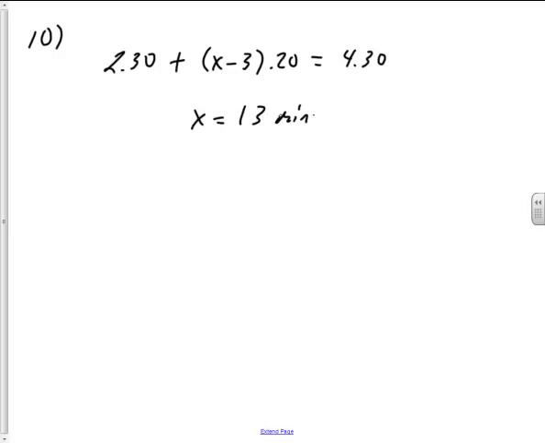So we're going to let x equal the number of minutes, and if we set this equation up, we're going to have 2.3 or $2.30 plus. This is where most of you made the mistake. You want to factor in the first 3 minutes, so we're going to take x minus 3. Anything over that is going to cost us 20 cents, and that's going to equal 4.30. And of course we solve this equation for x, and once you solve it for x, you'll end up with 13 minutes as your final answer there.